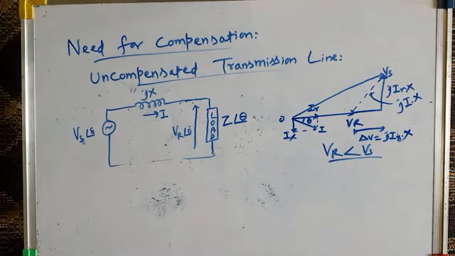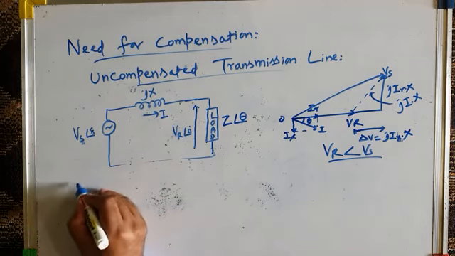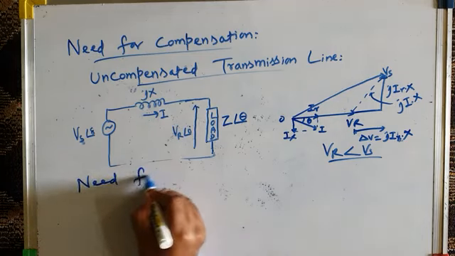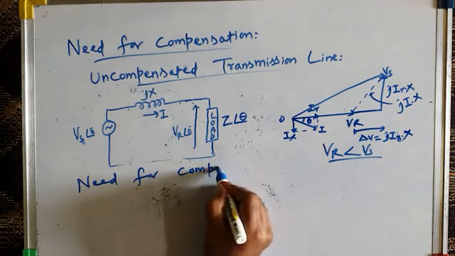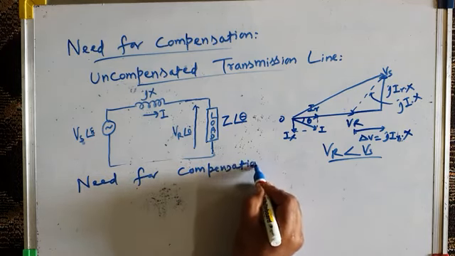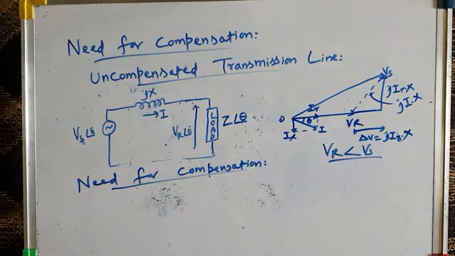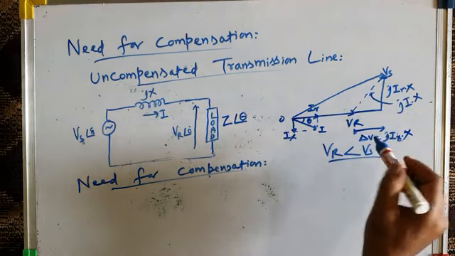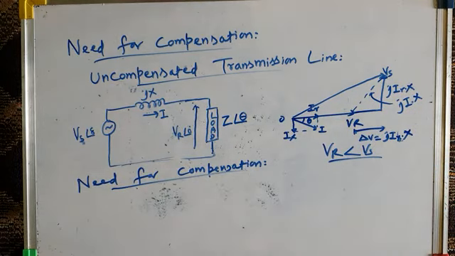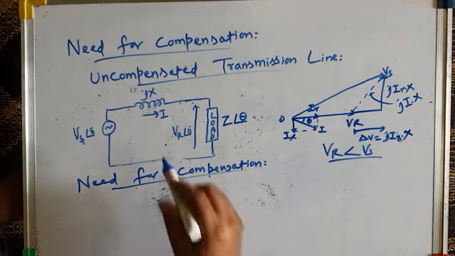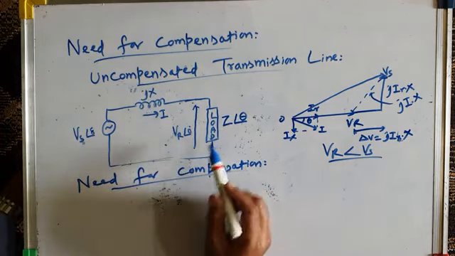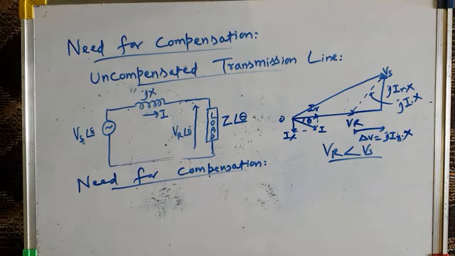Now, how to make compensation? There are two methods of compensation. One of the reasons for compensating an uncompensated transmission line is to improve the voltage regulation, which we have just seen may become very poor depending upon the reactive component of current or reactive power drawn by the load. So now we wish to improve the voltage regulation. We wish to compensate the transmission line. Now there are two ways by means of which we can do the compensation.